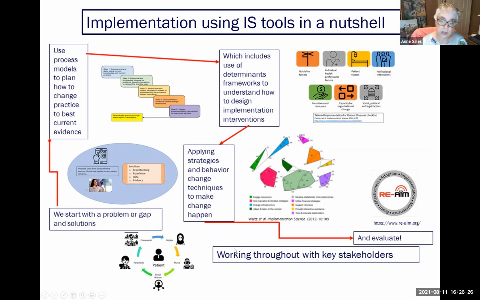And then I want to just stress that throughout this whole process, all of these steps that I've just gone through, we also focus on how we work with stakeholders. Identifying stakeholders, assessing, analyzing, and engaging with stakeholders is a critical component of doing implementation, as it is of doing quality improvement work.